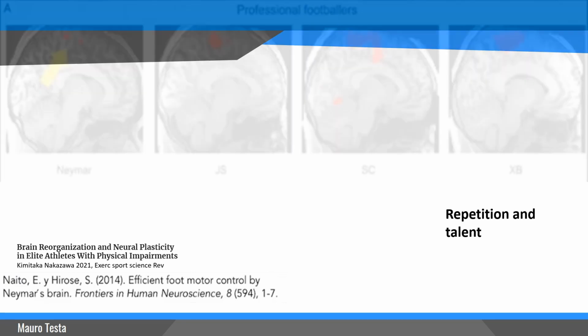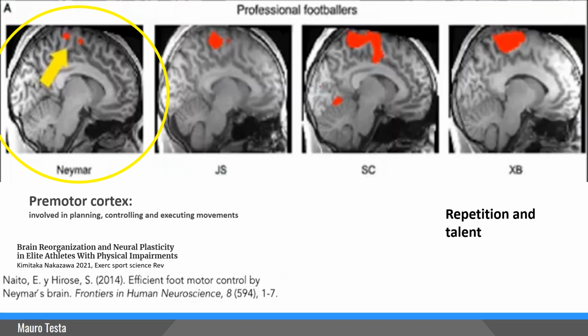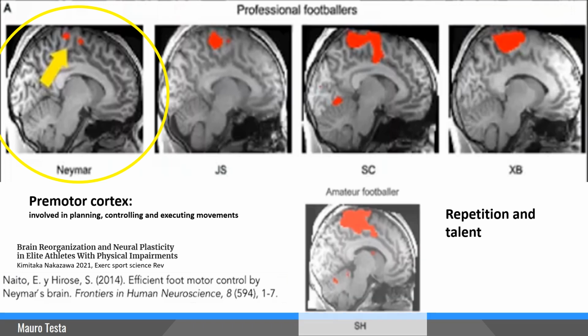Another aspect to consider in our study: there is a study that considers, for instance, the premotor cortex of Neymar in soccer, and compares the premotor cortex activation of Neymar with other professional footballers, and they discovered that one of the aspects of talent is related to the possibility of reducing the premotor activation in executing or in programming movement.